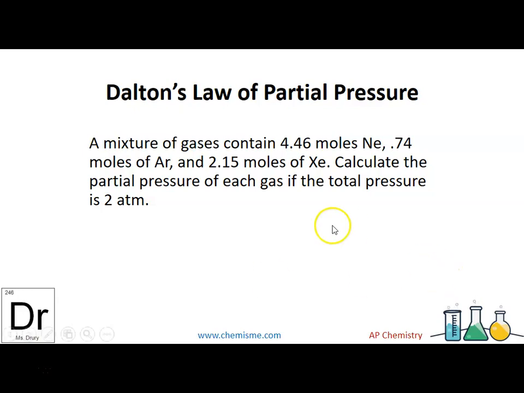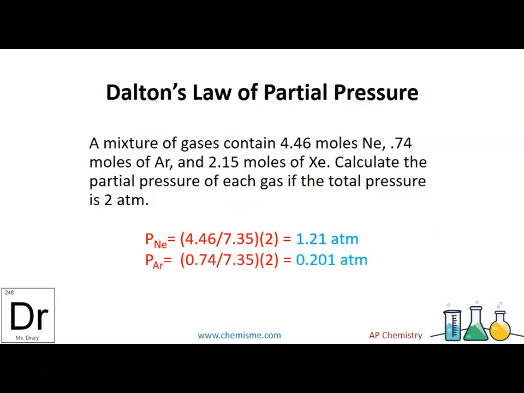So the partial pressure is determined by the partial moles, right? 4.46 moles of neon would go on the top. The entire moles, 4.46 plus 0.74 plus 2.15, would be on the bottom, which I summed up to be 7.35. And I would say that fraction of 2 atmospheres. So neon is going to be 1.21 atmospheres. It's most of the moles, and therefore it's most of the pressure.